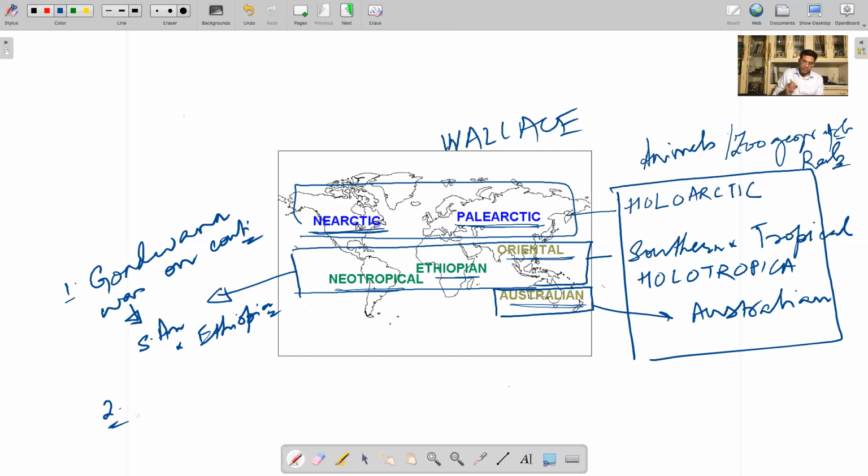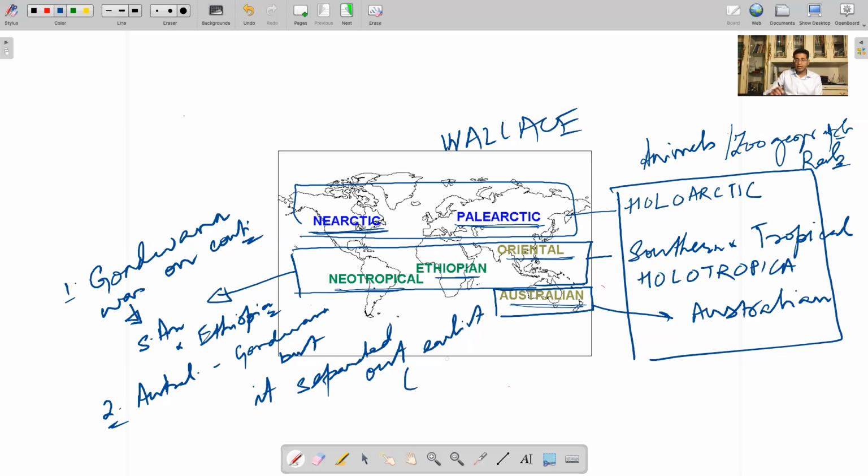The second concept is Australia was part of Gondwana, but it separated out, one of the earliest ones to separate out, approximately early to late Cretaceous. So what happened was Australia had kind of an isolation.